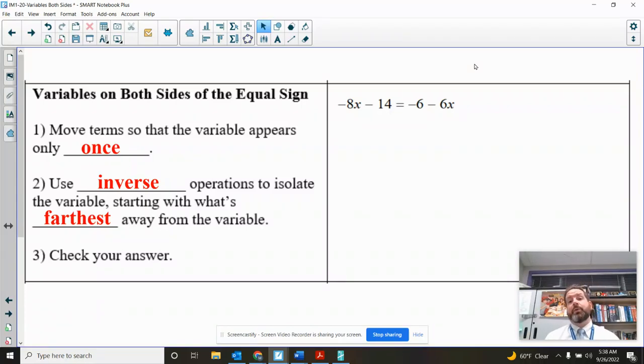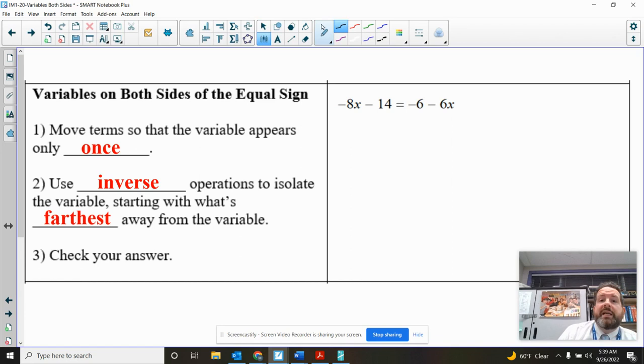So how do we work with equations where there is a variable in more than one place, specifically one to the left of the equal sign and one to the right of the equal sign? I'd like you to please follow these steps. First, we want to move terms using addition and subtraction so that the variable appears only once.